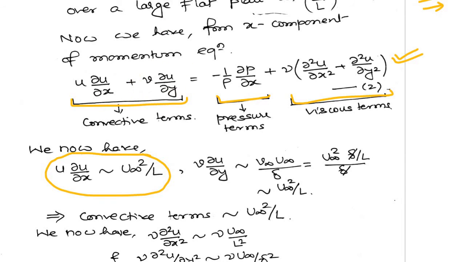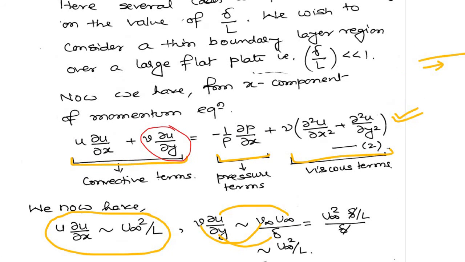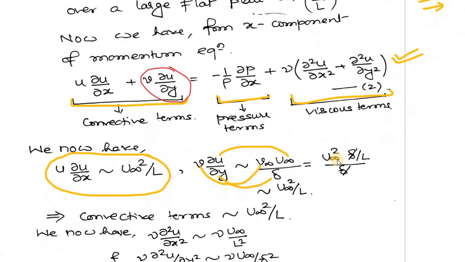Now we come to the next term, V del U del Y. The order of magnitude of V del U del Y is given by the order of magnitude of V, that is V infinity, the order of magnitude of U, that is U infinity, and the order of magnitude of Y, that is delta. So V infinity U infinity by delta. If you substitute the V infinity value that you have already obtained, U infinity delta by L, you get U infinity square delta by L upon delta. If you cancel the delta, you get U infinity square by L. So V del U del Y is again U infinity square by L.